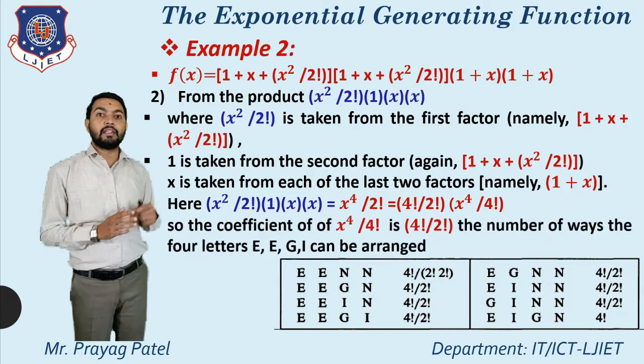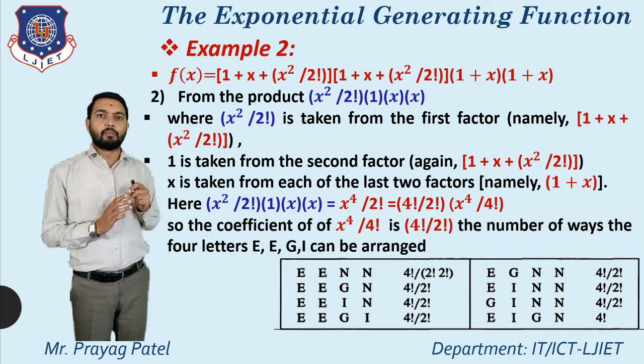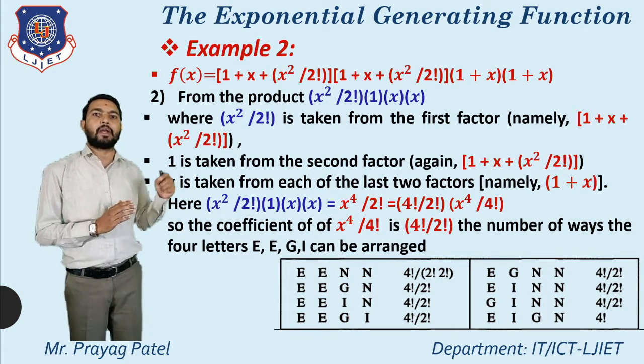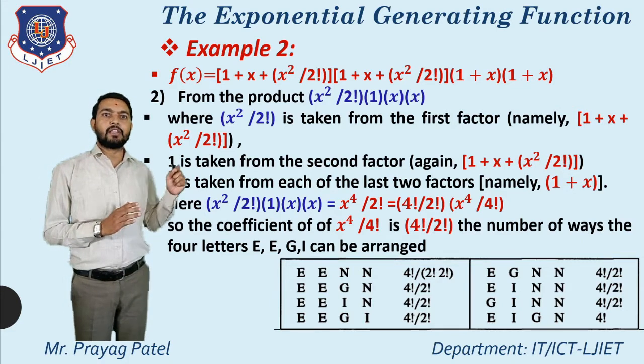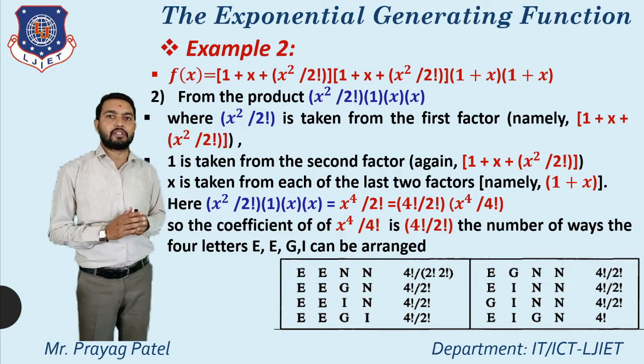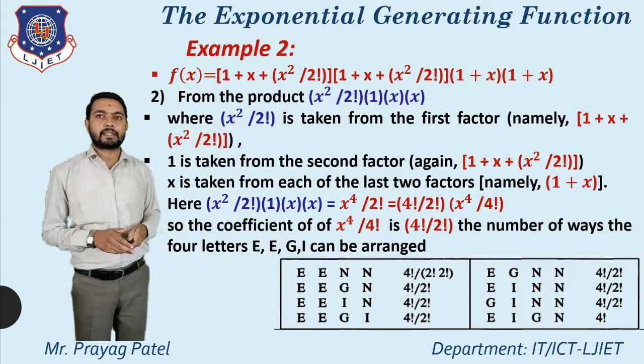Now we have to find the coefficient of x raised to 4 divided by 4 factorial. Here the coefficient of x raised to 4 divided by 4 factorial is 4 factorial divided by 2 factorial. So it is the number of ways the 4 letters E, E, G, I can be arranged. So this is the second case out of all these 8 cases.